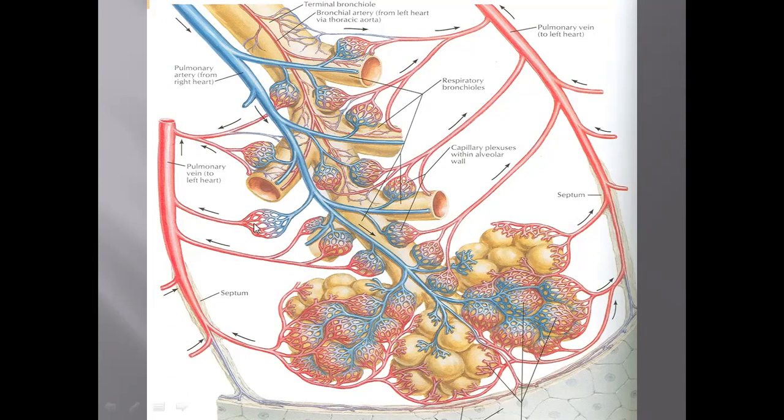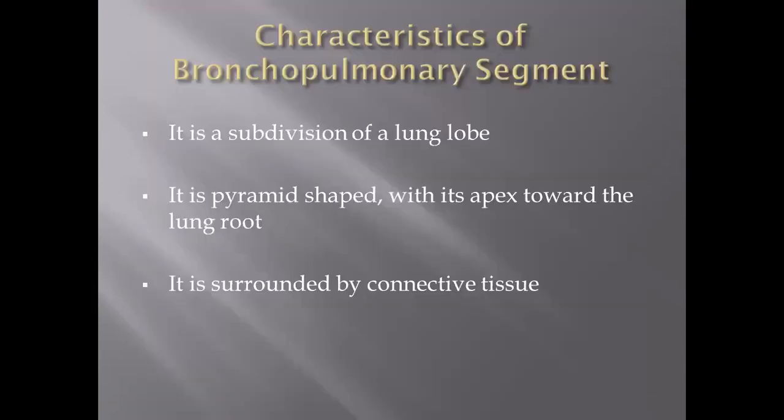The area aerated by a tertiary bronchiole, pyramidal in shape, is the surgical, anatomical, and structural unit of the lung, which is described as a bronchopulmonary segment. What are the characteristics of the bronchopulmonary segments? It is a subdivision of a lung lobe. It is pyramid in shape with its apex towards the lung root. So the shape of this bronchopulmonary segment is a pyramid, where its apex is towards the lung root.